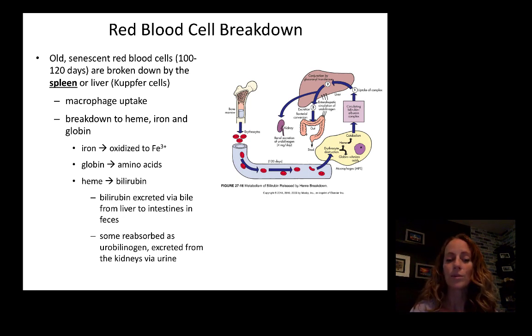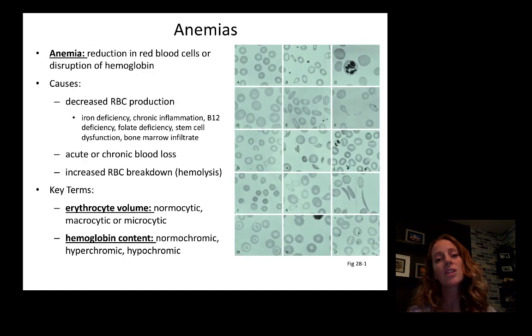Some can be reabsorbed in the intestines as urobilinogen and will be excreted from the kidneys via urine. Reduction in red blood cells or in their oxygen carrying capacity through disruption of hemoglobin causes anemias. So anemias can be caused by low red blood cell production. This could be iron deficiency, chronic inflammation, B12 deficiency, folate deficiency, stem cell dysfunction, infiltrates to the bone marrow, many reasons why you might have low red blood cell or hemoglobin production.